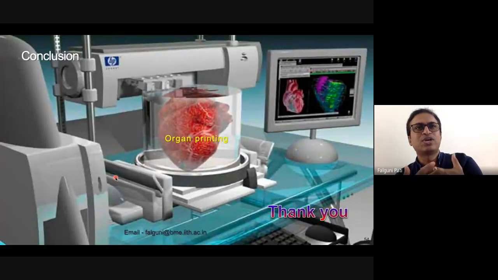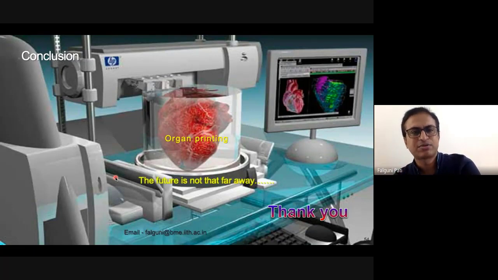Though we are far away from developing artificial tissues or organs, I am very optimistic that we will reach one day a stage where we can print artificial tissues or organs, and that can save patients. So thank you very much, all of you, for attending this talk and listening. I will be very happy to answer if you have any questions.